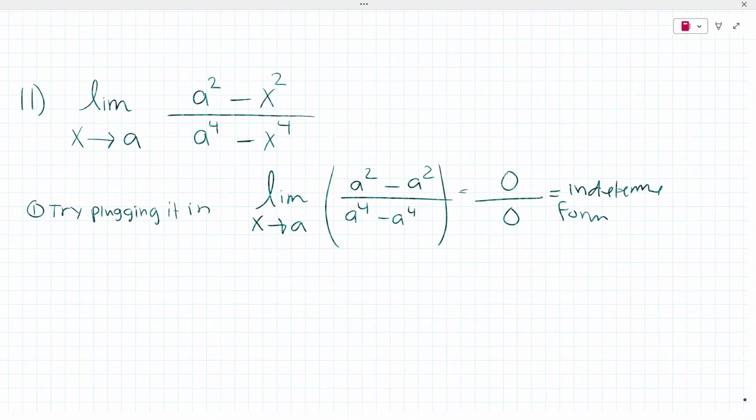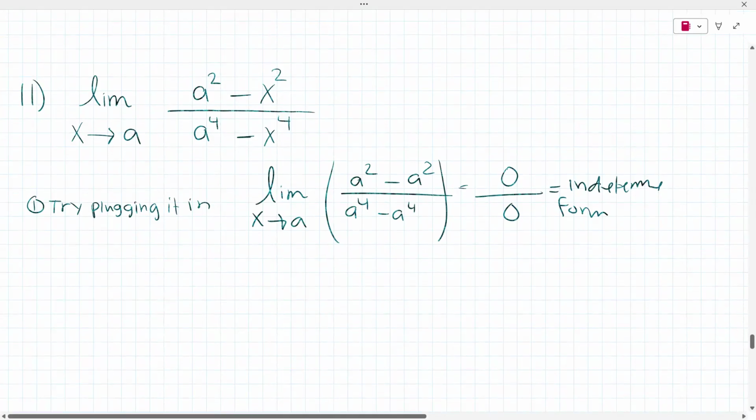So the next thing I will do is, because it's a rational function, I could try factoring, right? It looks factorable. It looks like they're perfect squares. So I'm going to try factoring.